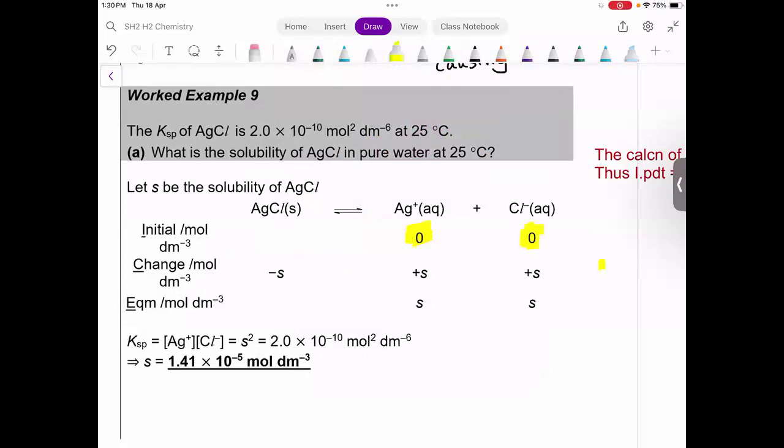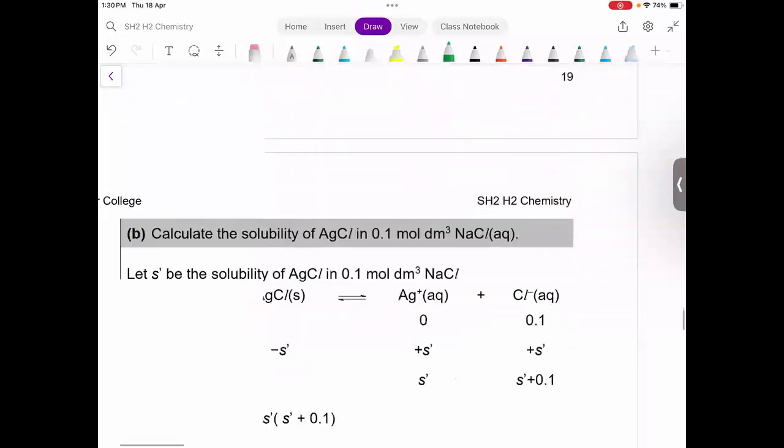Then when your solid starts to dissolve, this is the solubility. The part that is dissolved will form s of your Ag+ and s of your Cl-. Therefore, at equilibrium, this will be the corresponding concentration in this saturated solution. So s squared, just square root, get the answer. Straightforward. This one is provided in pure water, but it becomes different when it comes to part B.